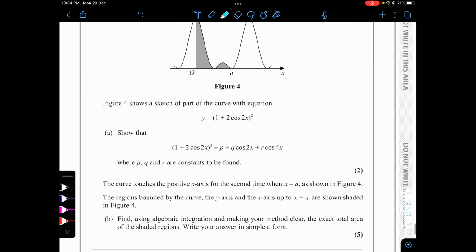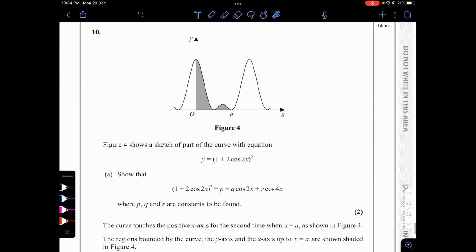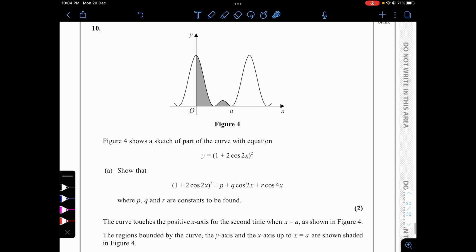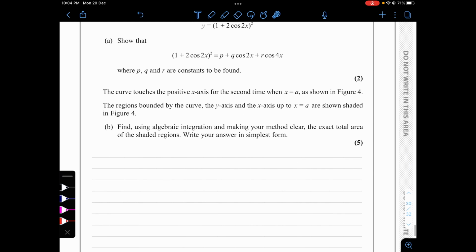Alright, so as it says, figure 4 shows a sketch of a part of the curve with the equation y equals 1 plus 2 cos 2x, whole squared. Show that 1 plus 2 cos 2x, whole squared, equals p plus q cos 2x plus r cos 4x. So you can see over here there are no squared values, so we will have to use an identity later. So let's do that. These ones are pretty long, but they're only worth so much.